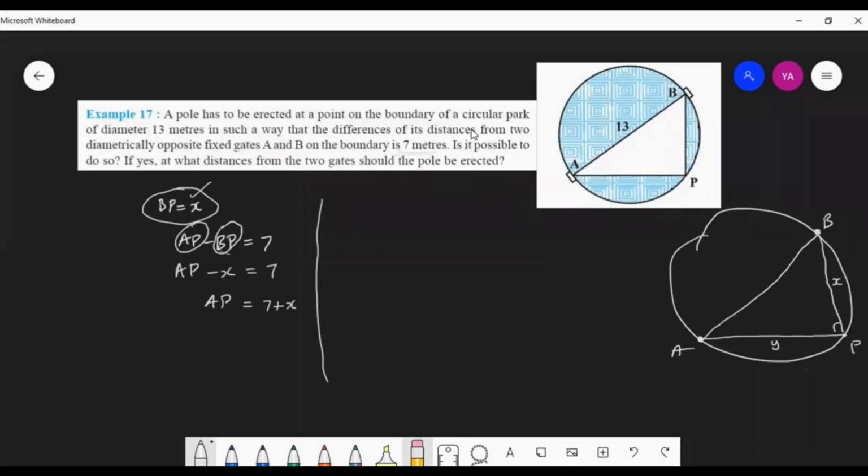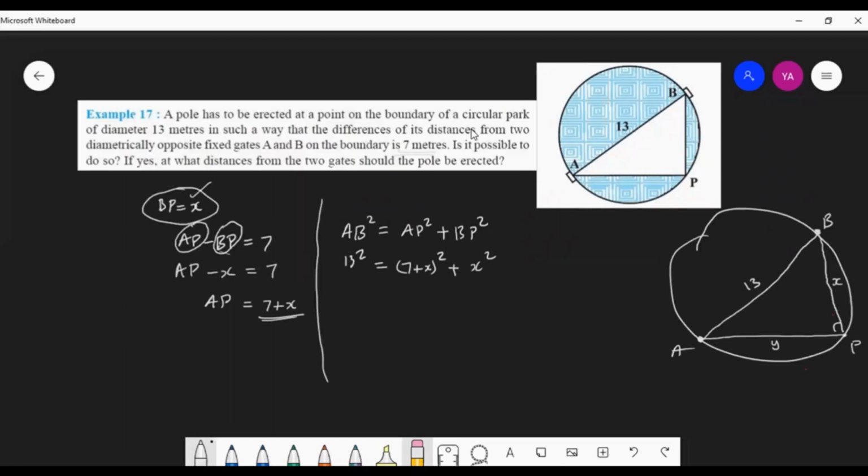You can start from the diameter, that is AB square, the hypotenuse square, which is equal to the sum of the squares of the other sides, that is AP square plus BP square. So substitute the values. AB is the diameter, given as 13 meters. So 13 square is equal to AP square, AP is 7 plus X, so (7 plus X) all square, plus BP square. BP square is X square. So now expand this bracket.